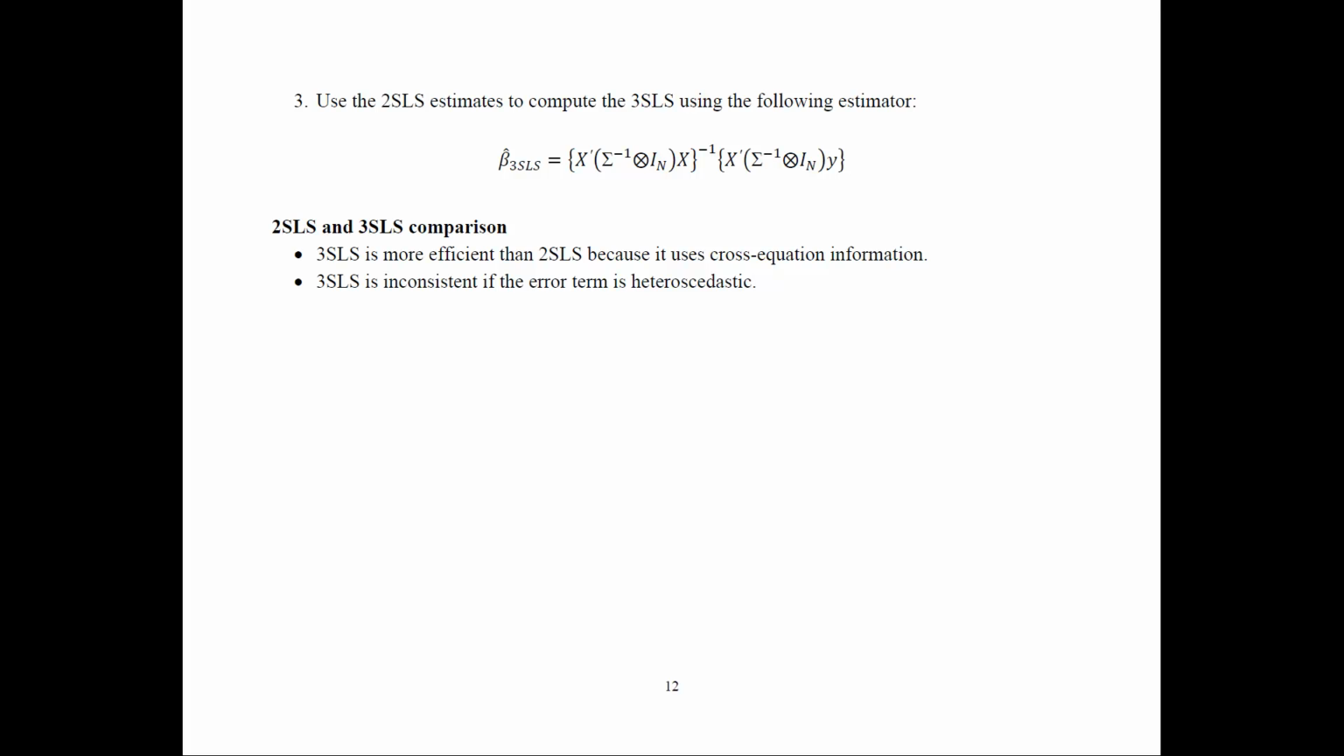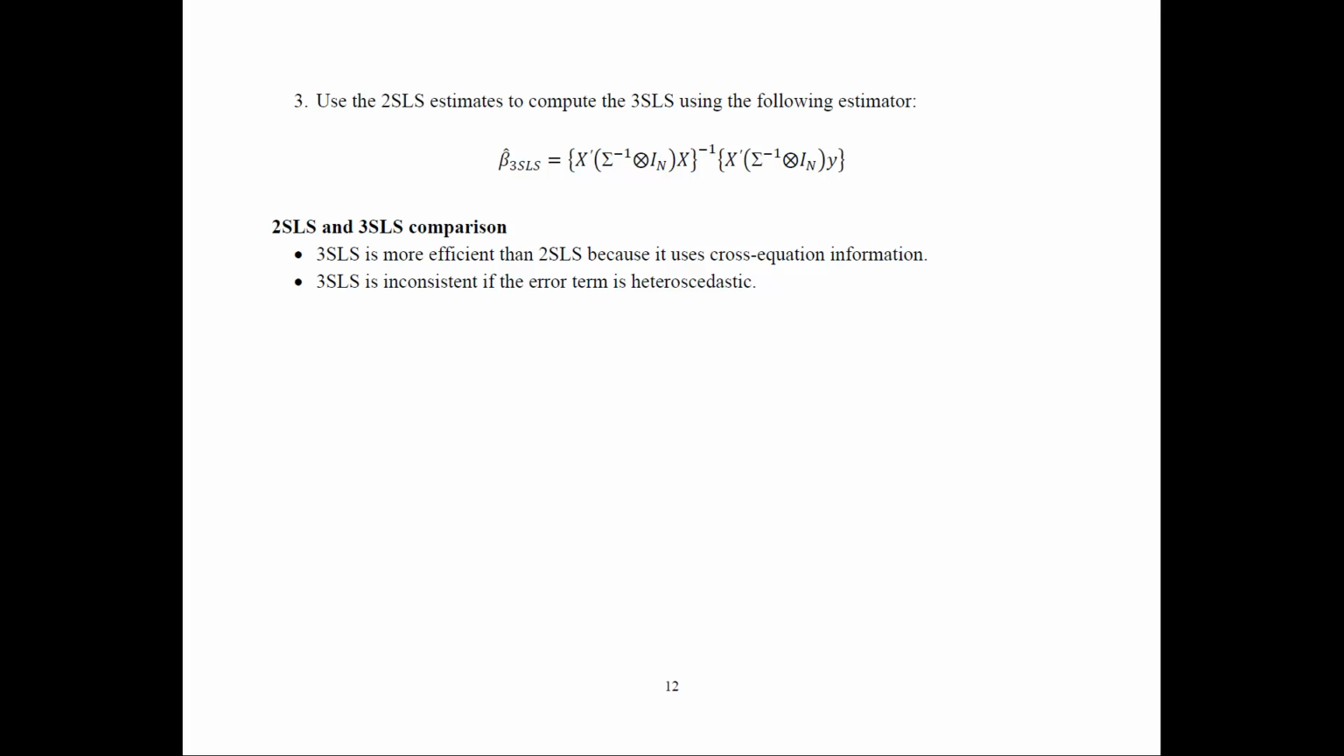Okay, so what is the difference? The three-stage least squares would be more efficient than the two-stage least squares because it uses this cross-equation information, the correlation of equations, and the three-stage least squares would be inconsistent if the error terms are heteroscedastic.